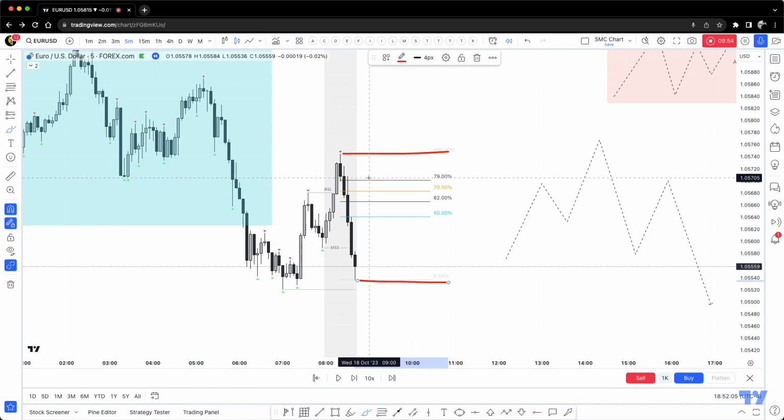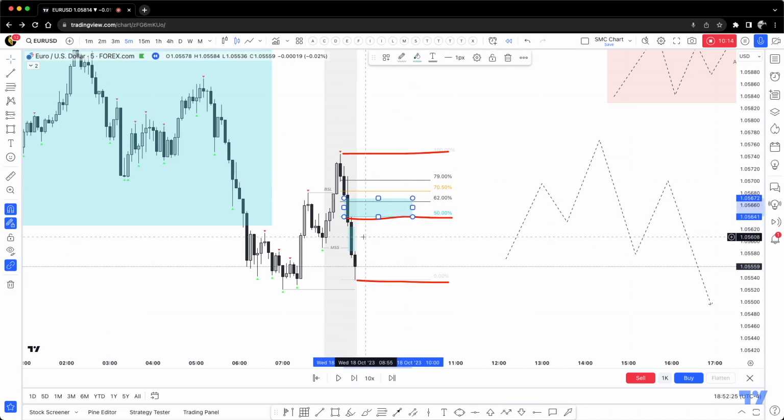I want the price to show me where it's going to go. So I know that this is the 50% discount. Now look at what's happening, because as I mentioned, you do have a fair value gap right here. You have another fair value gap right here, right? So which of these two would you take?